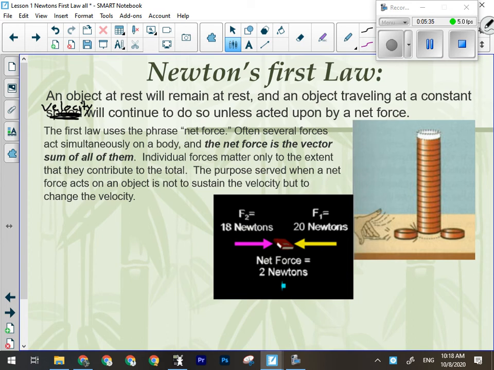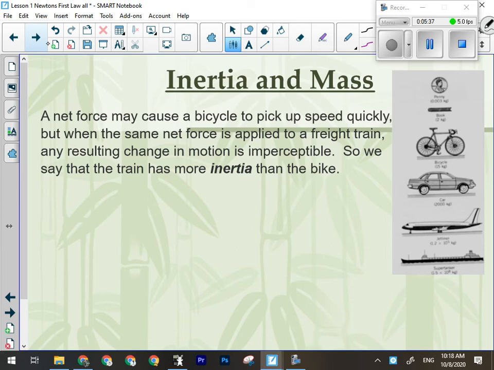Moving on here. A net force can cause a bicycle to pick up speed quickly, but if that same net force is applied to a freight train, any resulting change in motion is nearly imperceptible. So we say the train has more inertia than the bike because the train has more mass than the bike. That was the toilet paper thing I was just telling you about a minute ago.